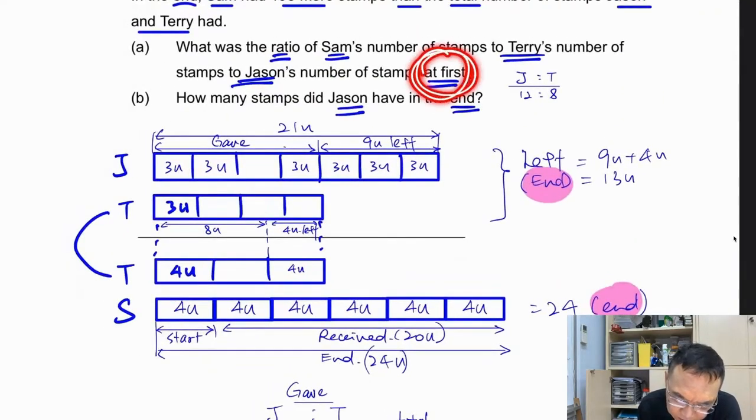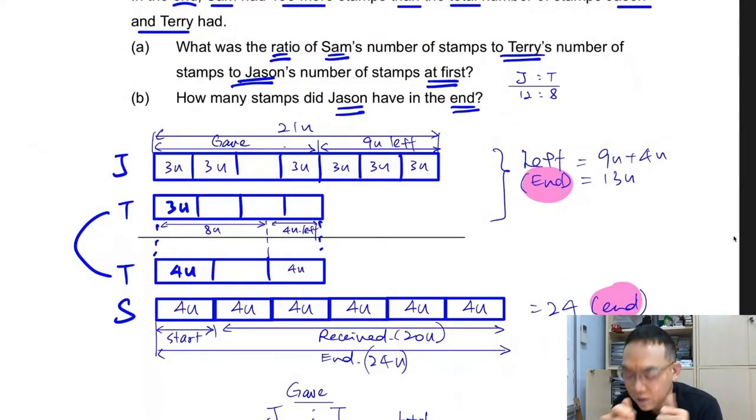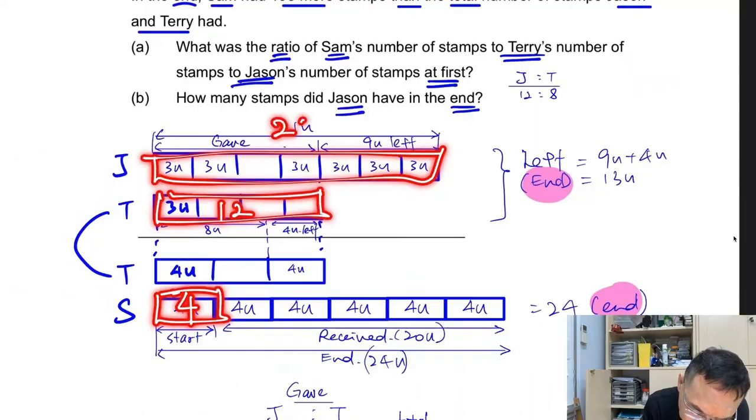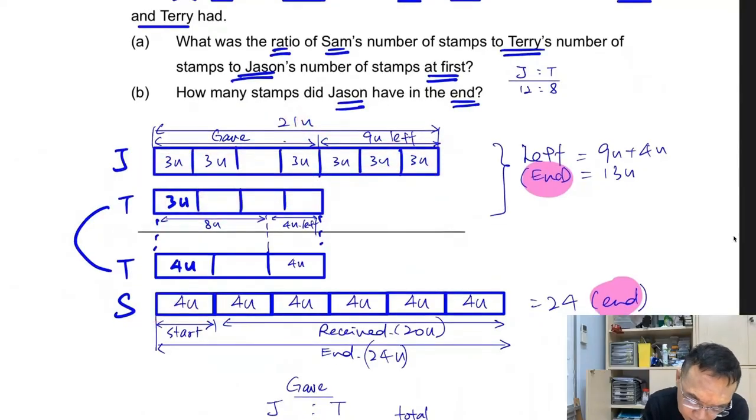At first, not in the end, at first. Sam to Terry to Jason. Well done, well done. Yes, good. So the answer is 4 to 12 to 21 units. Okay, that's your answer. Very good. That's your answer for A.